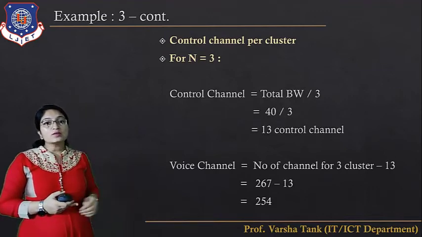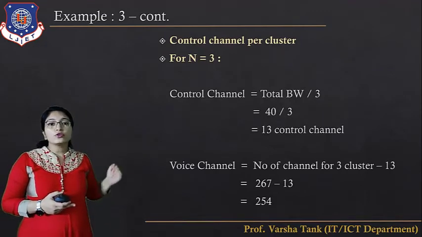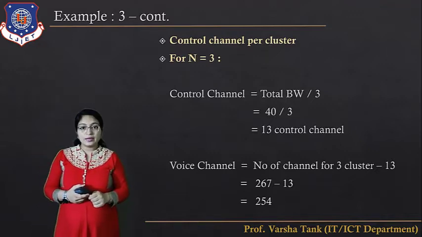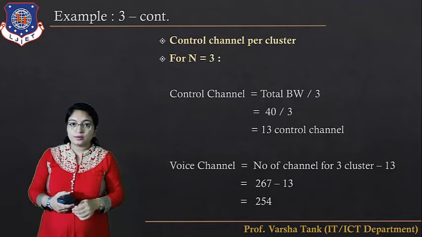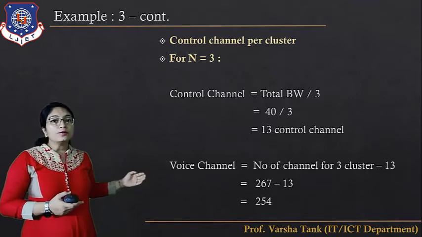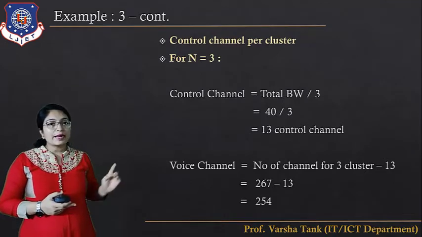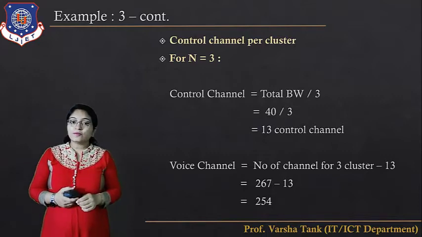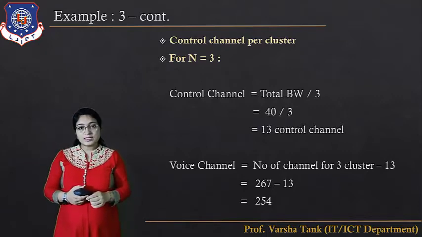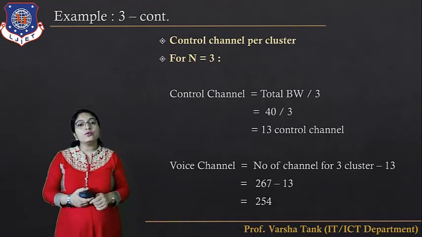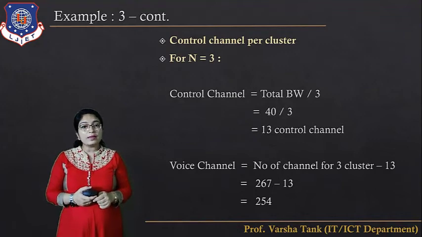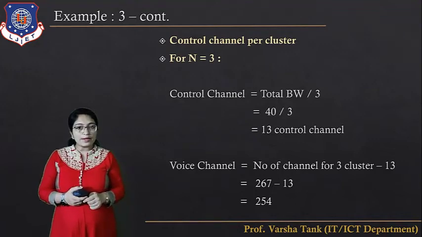Now the voice channel is equal to the number of channels for 3 cluster minus 13, which we have already defined. As I told you, we will use it in defining the voice channel. So the number of channels for 3 cluster is 267. 267 minus 13, so if you take the difference, 254 voice channels will be available in the 3 cell reuse pattern.